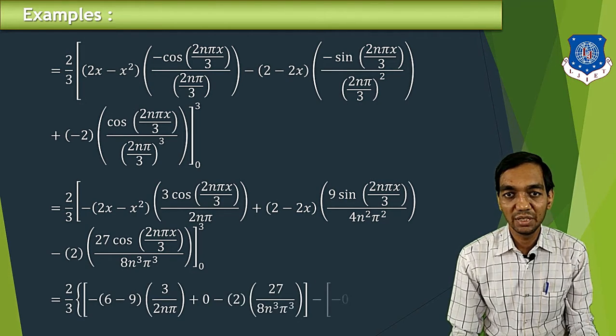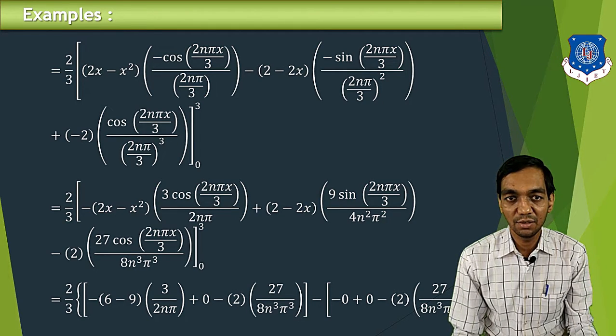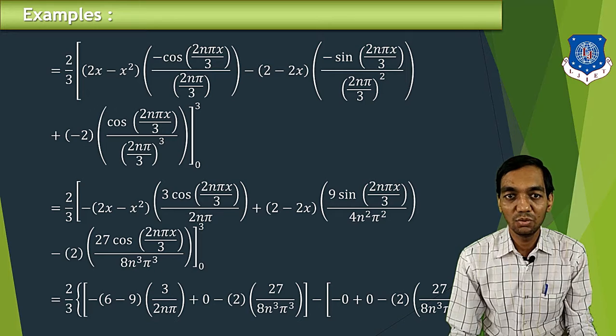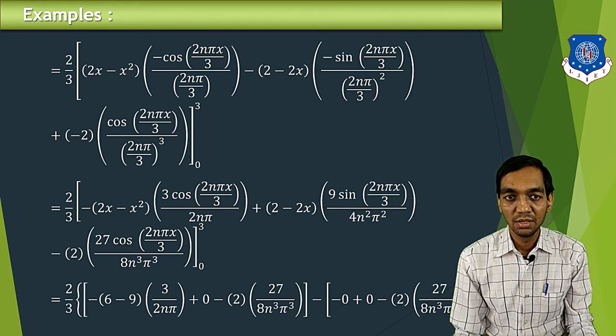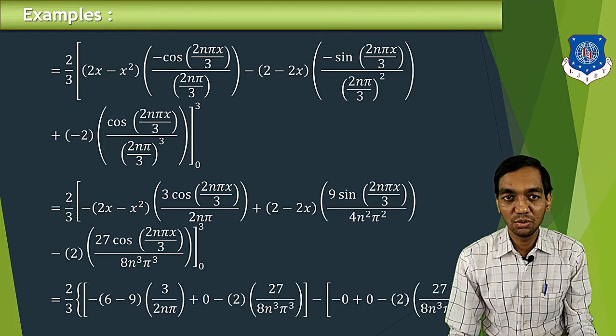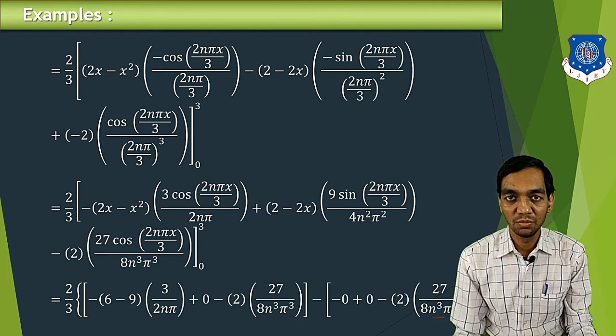So if you put the limits, then sine 3n pi, if you put 3, then 3 will be cancelled out. You will have cos 2n pi. Cos 2n pi has a value 1. So here you have 6 minus 9 into 3 upon 2n pi. This term will be 0. Here you have cos 2n pi, that has a value 1. So minus 2 into 27 upon 8n cube pi cube. Minus the lower limit, if you put 0, then this term will be 0. Sin n pi has a value 0. And cos n pi has a value 1. So minus 2 into 27 upon 8n cube pi cube.